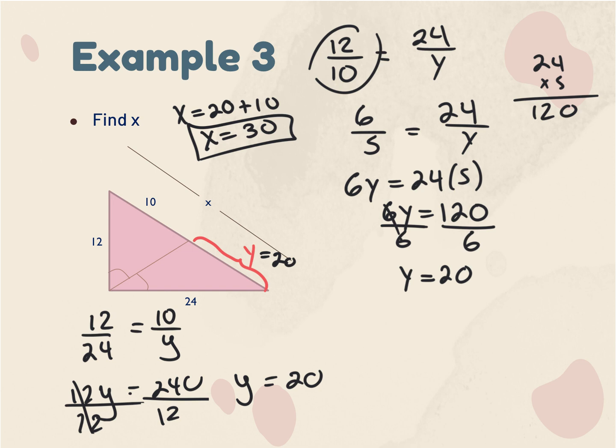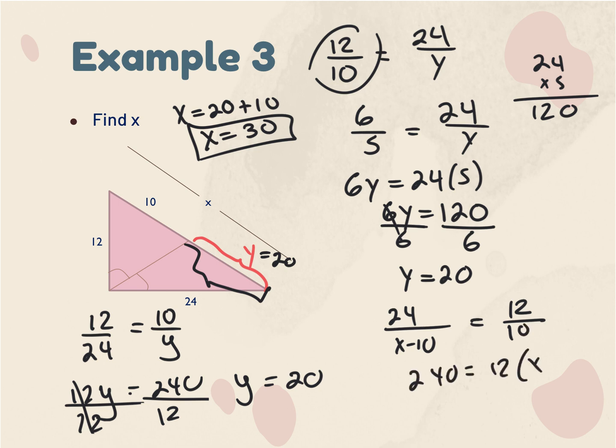Now, another way you could have set it up to solve for that Y or solve for the X, you can say that it's going to be X minus 10. So you can set it up again as, let's say, 24 over X minus 10. That's to find this segment right here. Equals 12 over 10, we get 240 equals 12 times X minus 10. We're going to get 240 equals 12X minus 120. And at the end of the day, I'm running out of space. You will end up with the same answer.